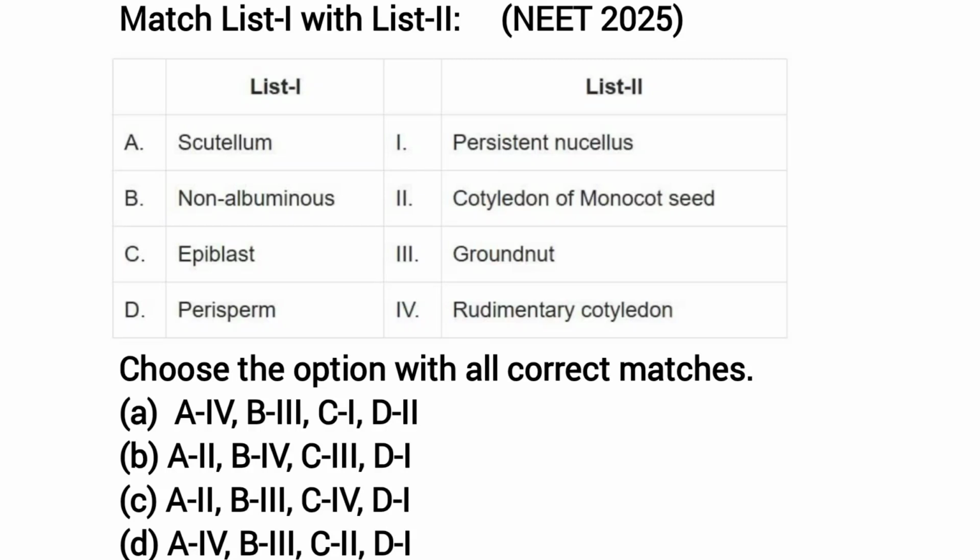Next one, non-albuminous. Non-albuminous are non-endospermous seeds. Actually, they do not contain endosperm at maturity. And the example for that is groundnut. So B matches with 3. So A2, B3 is given in only option C. So easily you can select option C as the correct answer for this question.